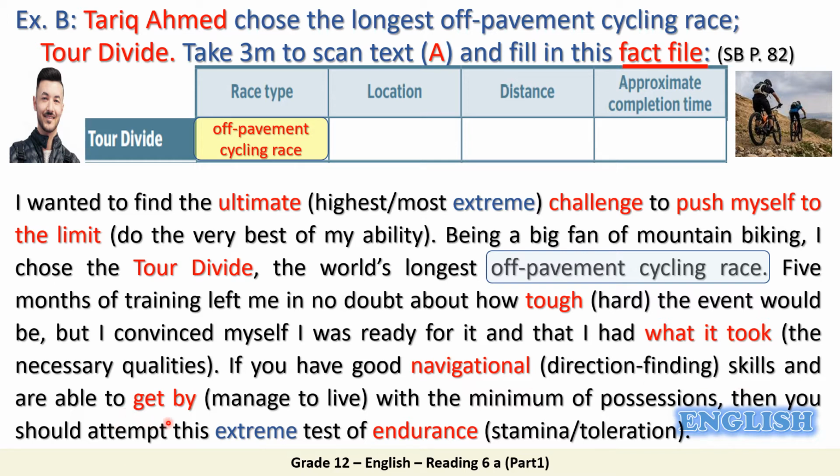And are able to get by. To get by means to manage to live with the minimum of possessions, the minimum of the things I'm carrying. Then you should attempt this extreme test of endurance. We have encountered the word extreme before. Endurance means stamina or toleration.